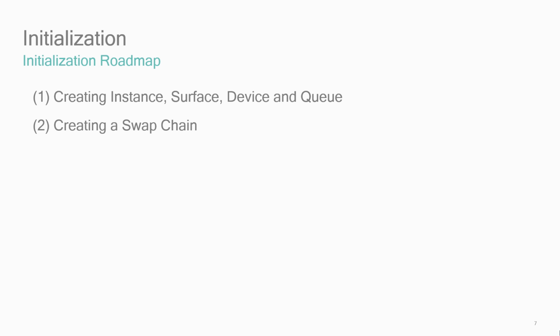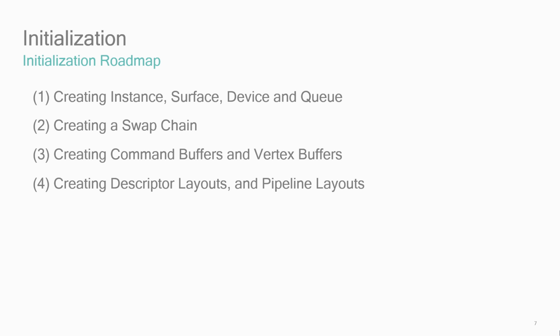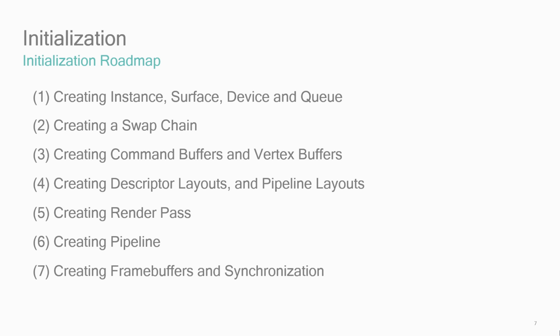Quite a lot needs to be initialized to do rendering in Vulkan, so we've broken down the steps into several slides. First, we're creating the Vulkan instance, surface, device, and queue. Next, we'll create a swap chain. Next, command buffers and vertex buffers. Next, descriptor layouts and pipeline layouts. Next, the render passes. Next, the pipeline. Next, frame buffers and synchronization. And lastly, we'll construct a command buffer with all the commands needed to render our triangle.